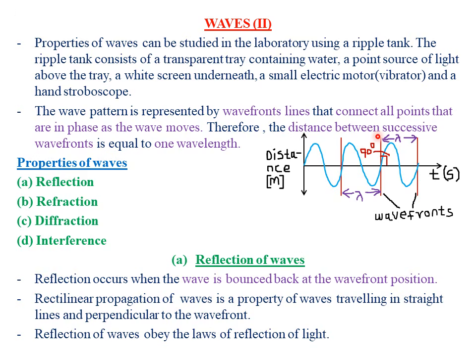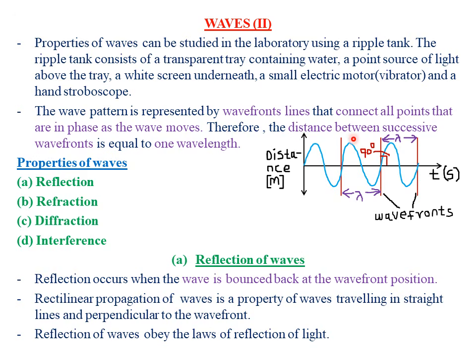So that simply means that the distance between any two successive wavefronts will be equal to one wavelength. So one wavelength is simply equal to the distance between any two wavefronts. So we are saying therefore the distance between successive wavefronts is simply equal to one wavelength, because a wavelength will always be formed if any two successive points on a wave are in phase.